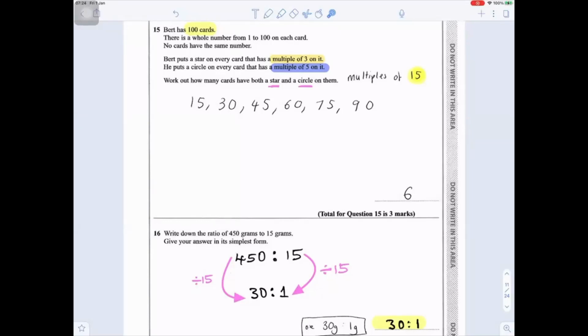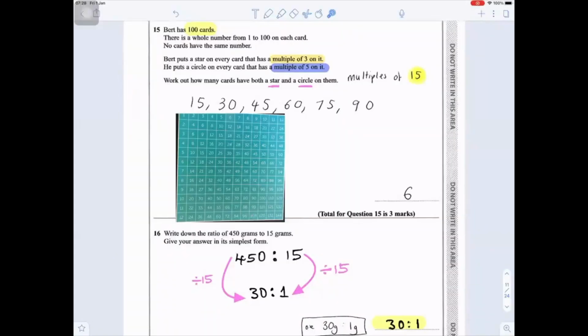So what we want to do is find the multiples of 3 and the multiples of 5, and look at the ones that have both a star and a circle. Those will work out to be the multiples of 15. The multiples of 15 are 15, 30, 45, 60, 75, 90. And how many of them are there? There are 6 of them.